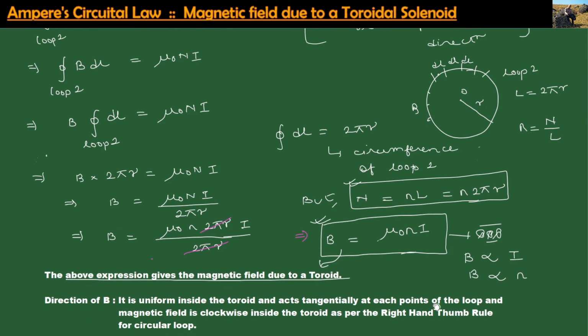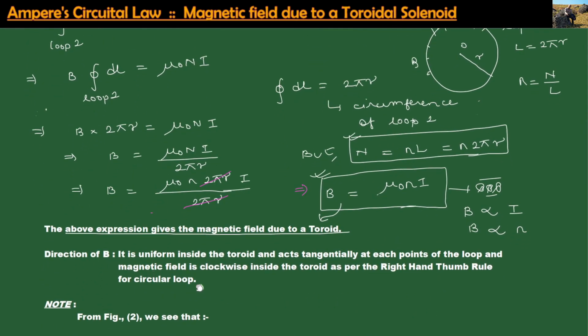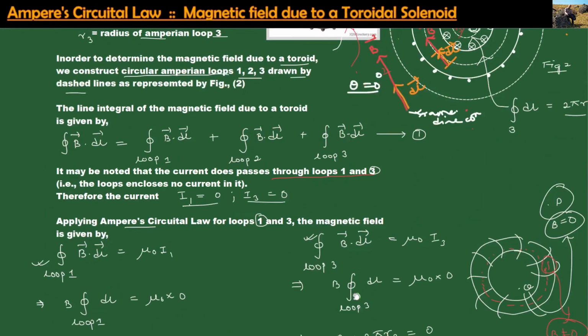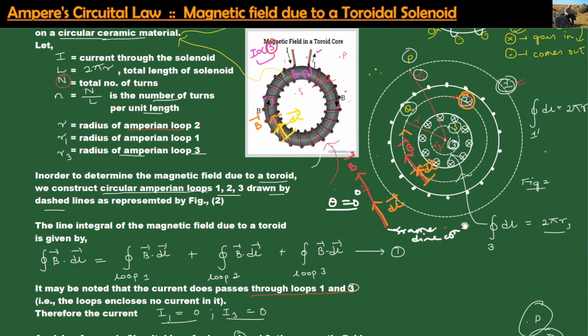And from here, always keep in mind that the direction of the magnetic field can be determined by the right hand thumb rule for circular loops, and in this case, it will be in the clockwise direction. Why is it in the clockwise direction? If you use your right hand, the curl of the fingers indicates the direction of your magnetic field.